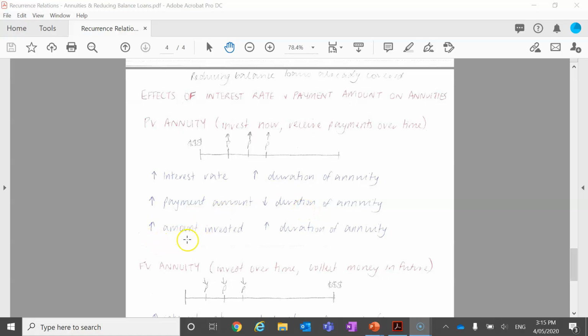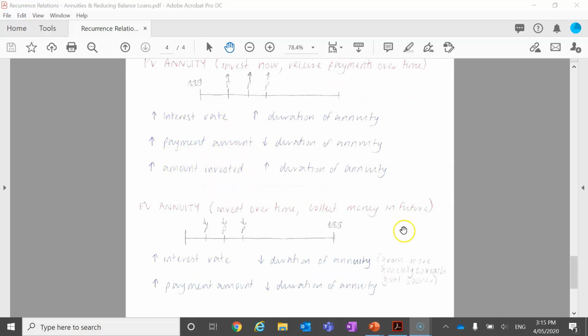What happens if I increase the amount that I invest? So this initial amount of money at the beginning, what happens if I invest more at the beginning? Then the duration of my annuity is going to increase as well because I've got more money in there, which means I'll be able to receive those payments for a longer period of time. Now, each of those that we've just discussed is based on the assumption that all of the other factors stay the same. So this is the only thing that changes.